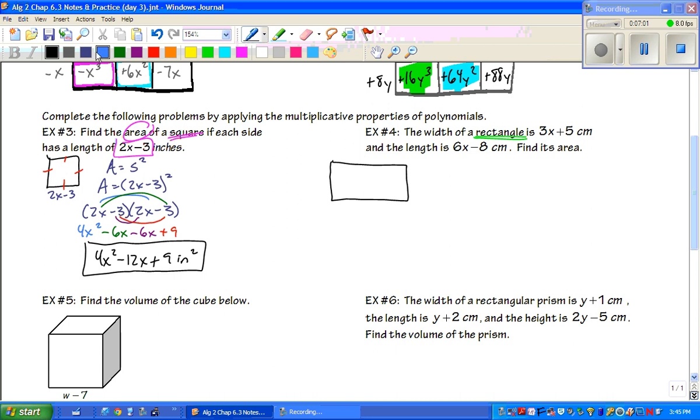Now the width is 3x plus 5, and the length is 6x minus 8. Find the area. Now, area of a rectangle is length times width. So you're doing 3x plus 5 times 6x minus 8. So you guys are going to do the rest of it. Go ahead and use whatever method that you want to solve, either FOIL or box. All right?